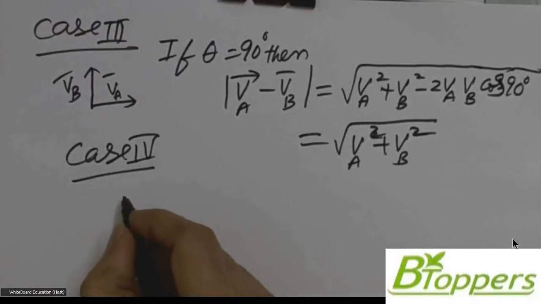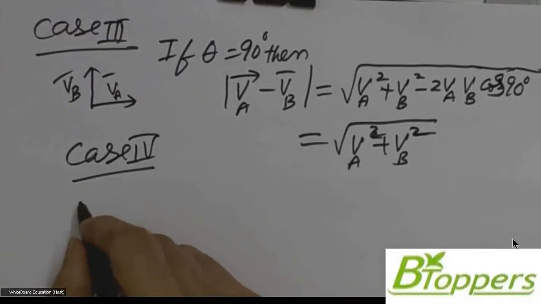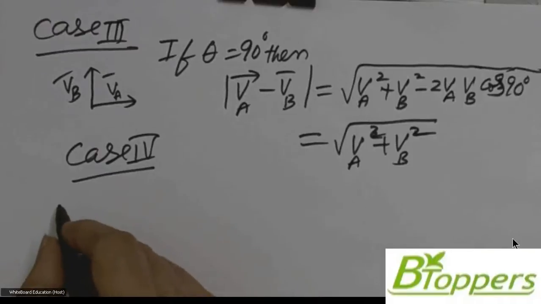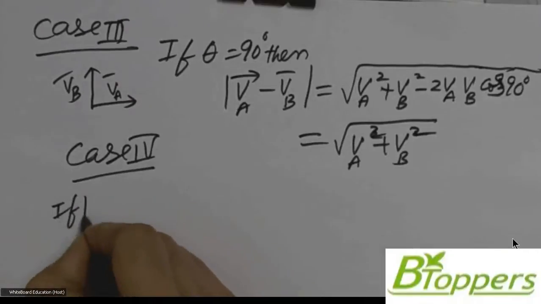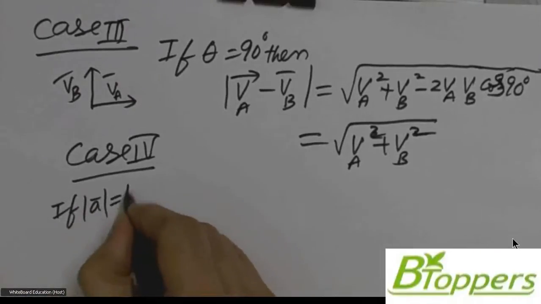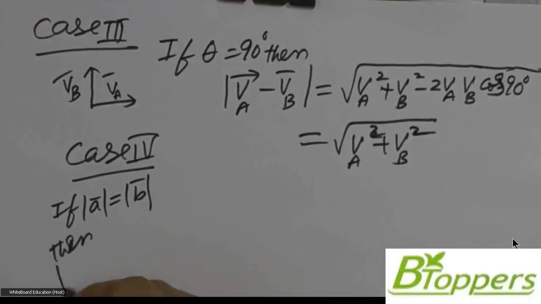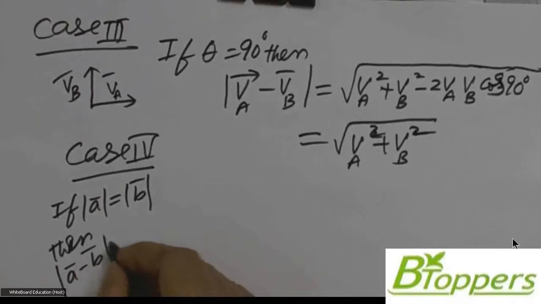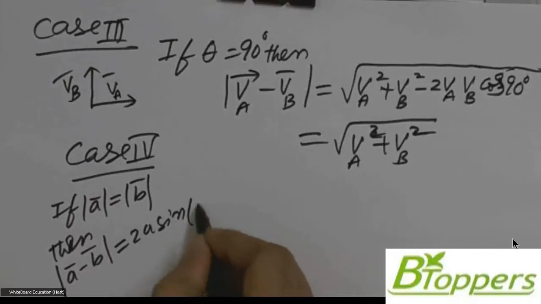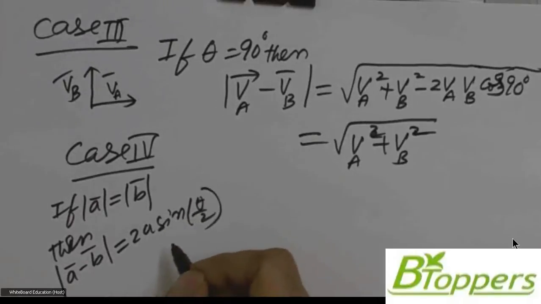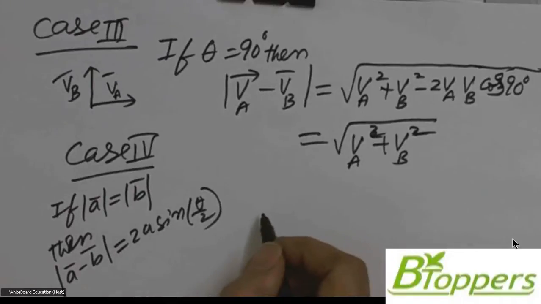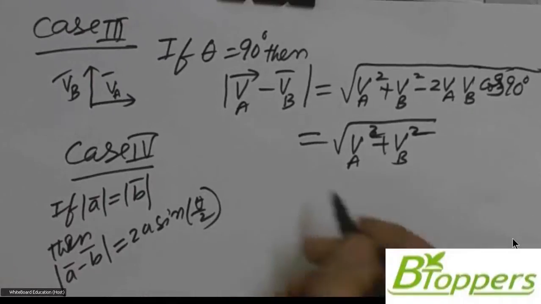Coming to the fourth special case, as I discussed in the past in subtraction of vectors, you can see special case 4 in subtraction of vectors. If modulus of vector A bar is the same as modulus of vector B bar, then mod of A bar minus B bar is given by 2A sine theta by 2. The same result can be used even in some of the problems in relative velocity.